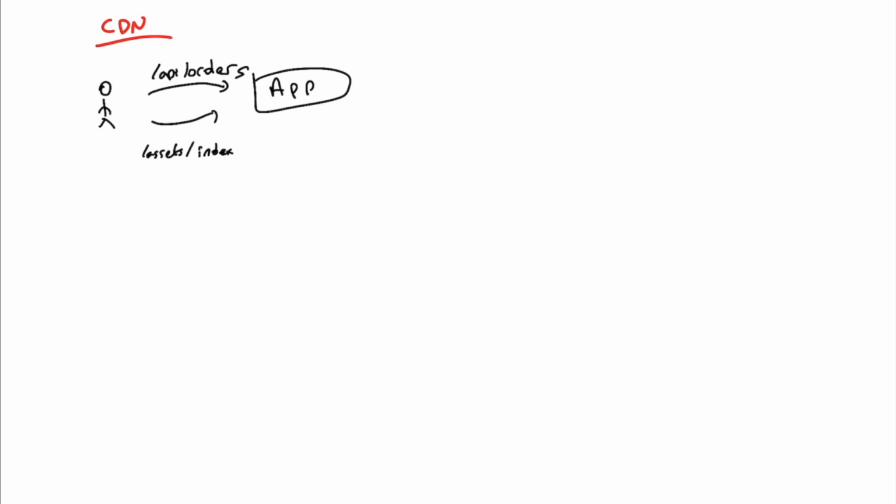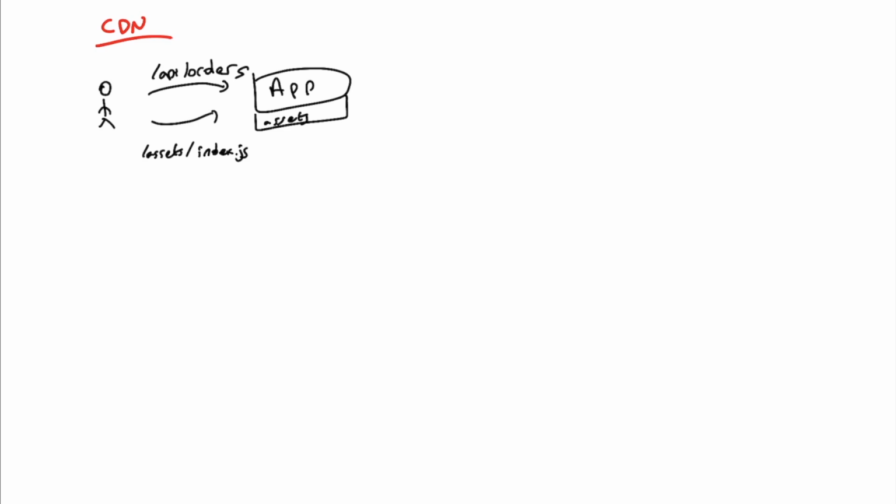So let's see how it was working before CDN. So you have your users and your application here. So basically users were calling your application, like API orders, to get list of orders back. At the same time, they were also calling something like assets, index JavaScript, or CSS, or some images. And the same application server had the assets here, and it was also returning those assets back to the user.